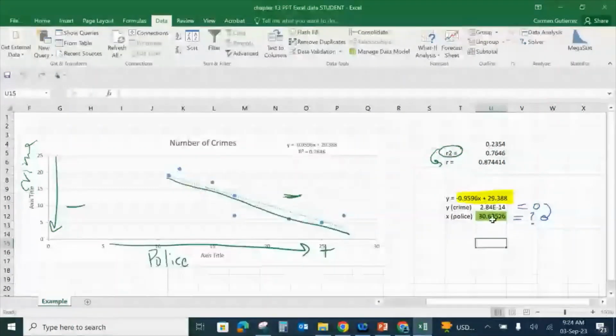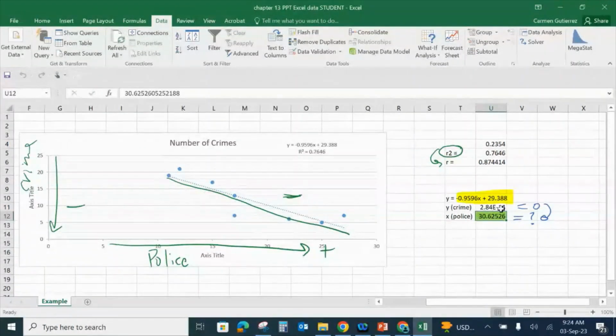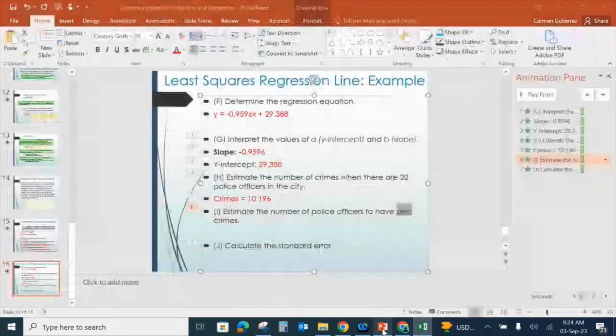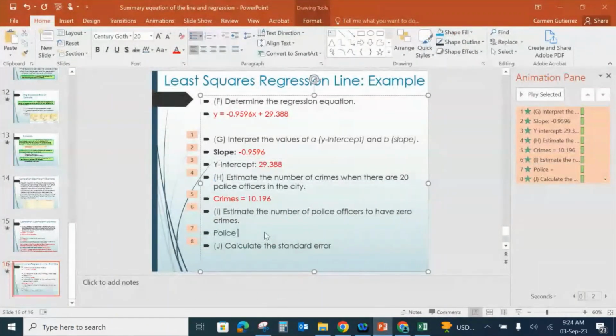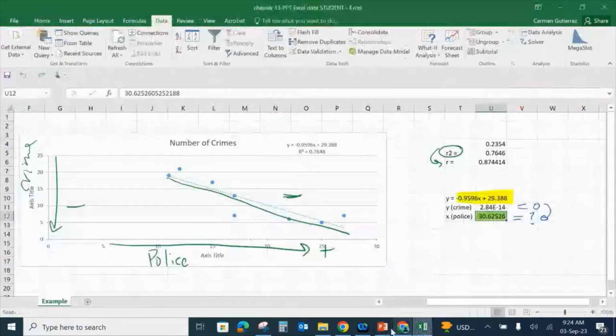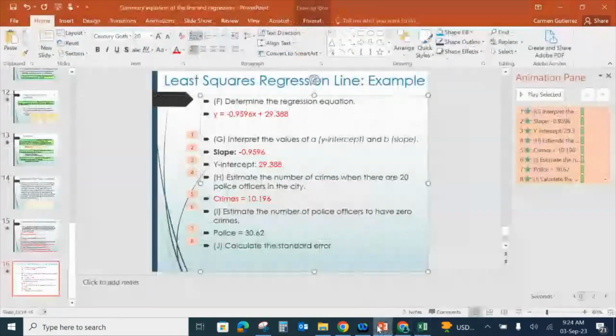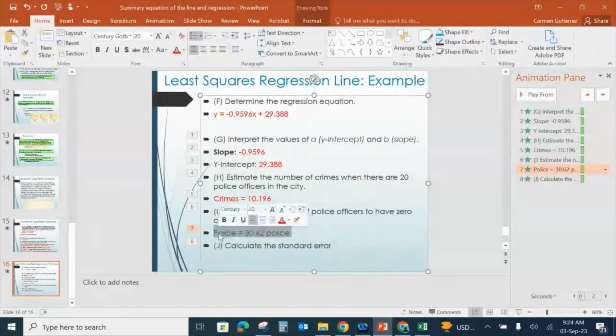You say okay, and the number of police is 3.62. This right here means a very small number, 0.0000 whatever. So the number of police force should be equal to 3.62 police. Now, these are human beings, so you cannot really have 3.62, you will have 4.